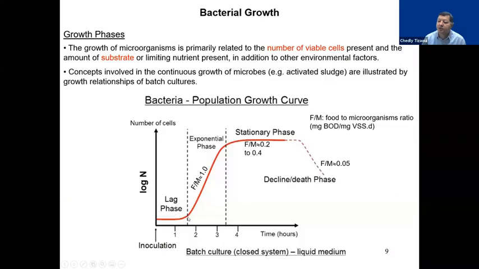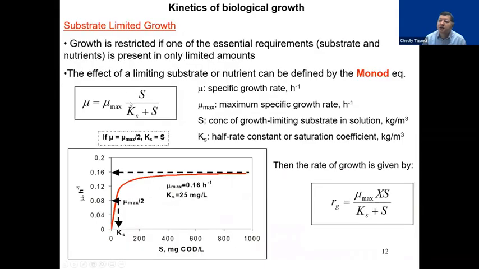And if you go back to this curve, this is the part where we have the exponential phase, where the amount of substrate is very high. So that S is constant. That means mu is constant, therefore you have an exponential growth.